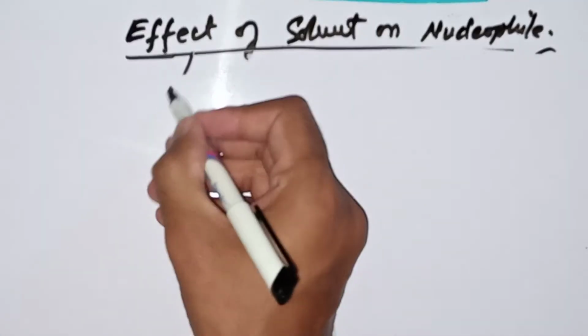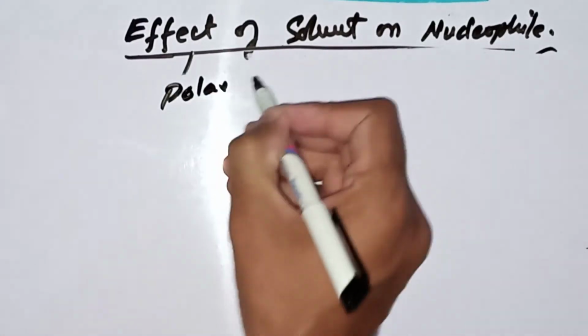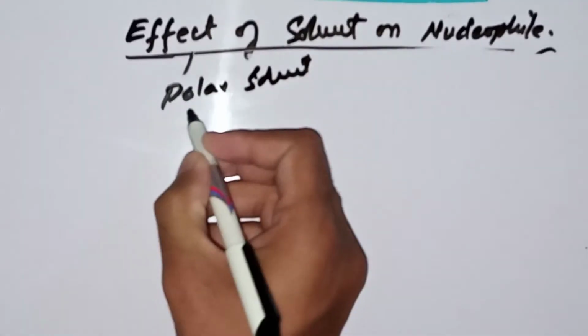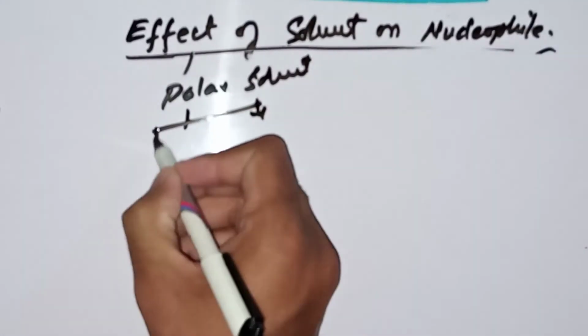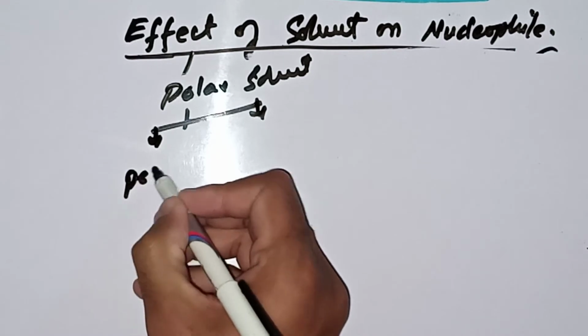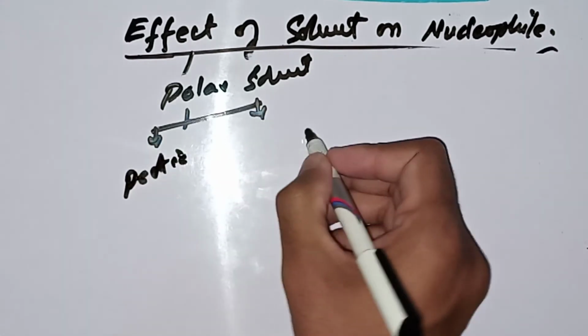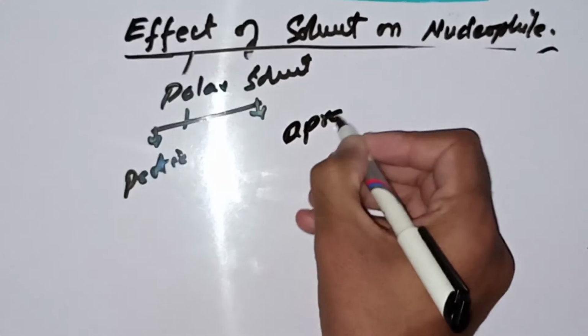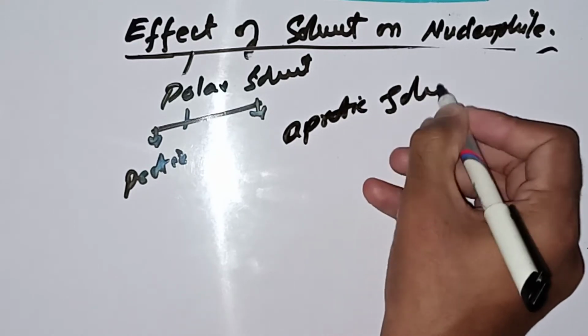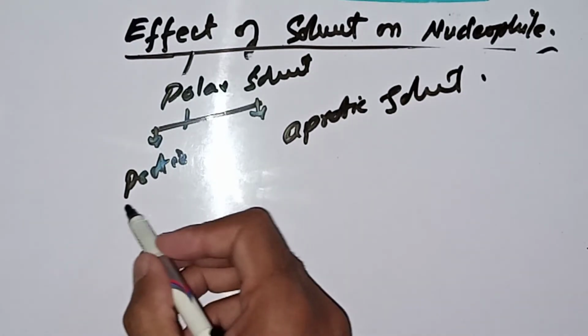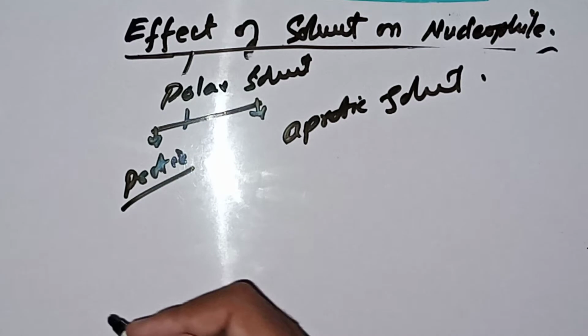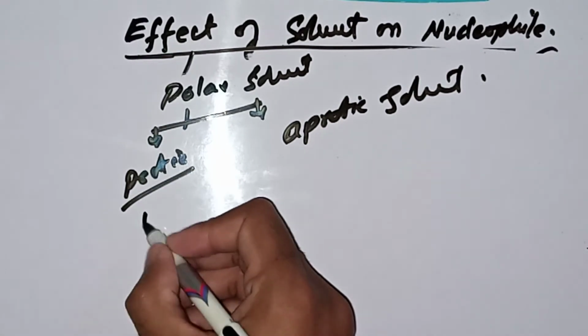Yeah, polar solvents. What is a polar solvent? Polar solvents also have two types: protic solvents and aprotic solvents. Yes, there are two types.